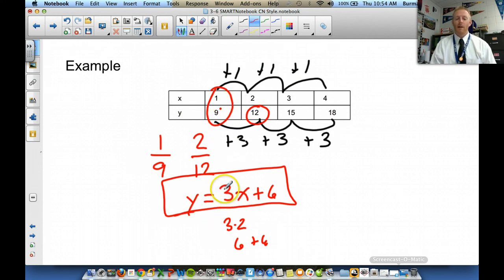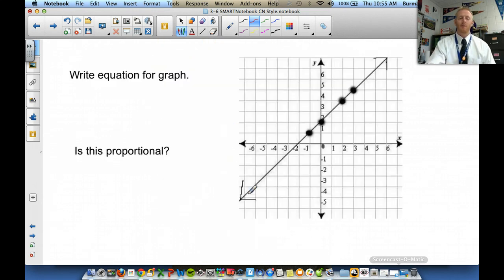So notice the pattern that we used. If it was increasing by 3 every time, that's my number in front of the x. And then I just have to plug it in and figure out if it works for all of my numbers. How much more do I add or subtract from that pattern to figure out the rest of my equation? Alright, let's move on.